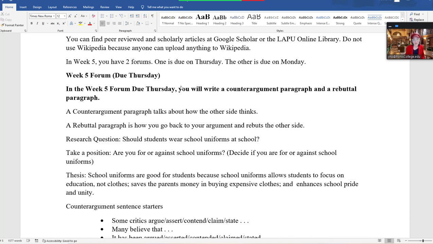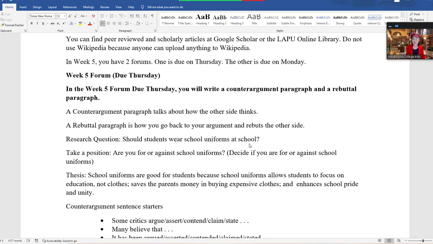A rebuttal paragraph is how you go back to your argument and rebut the other side. So for your week 5 forum, you're going to choose a topic from the procon.org website, and you're going to write a research question, for instance: should students wear school uniforms at school?